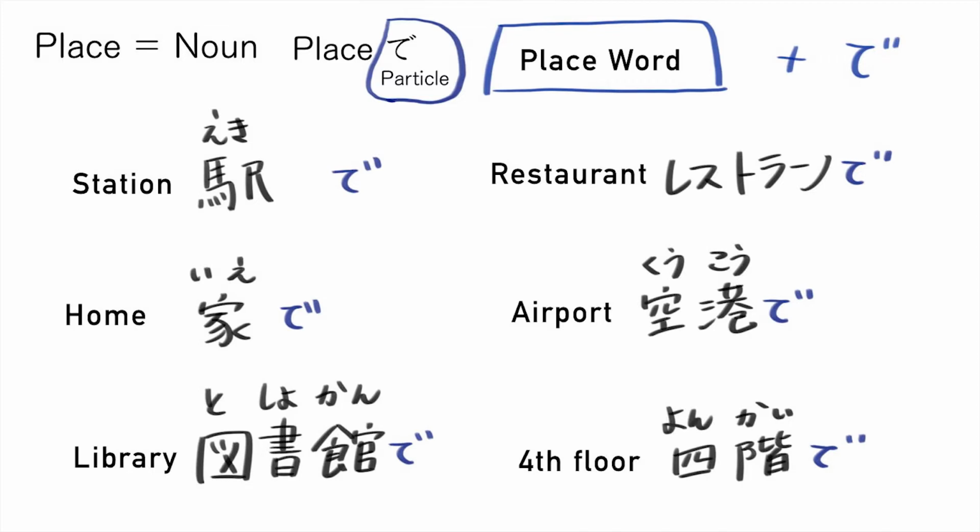Station is eki, so eki de. Home is ie, so ie de. Library is 図書館, so 図書館で. Restaurant is レストラン, so レストランで. Airport is 空港, so 空港で. Fourth floor is 4階, so 4階で.